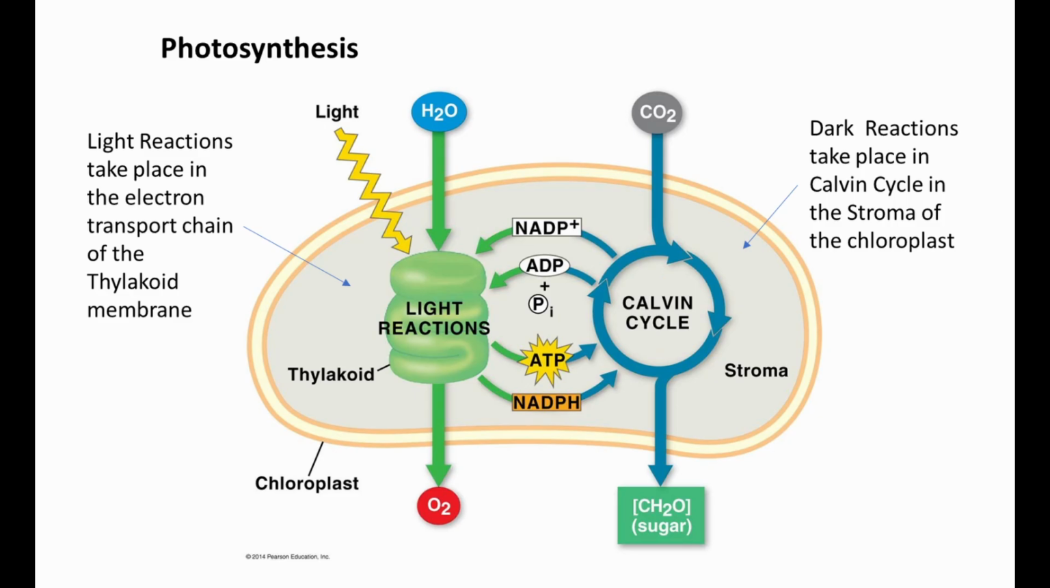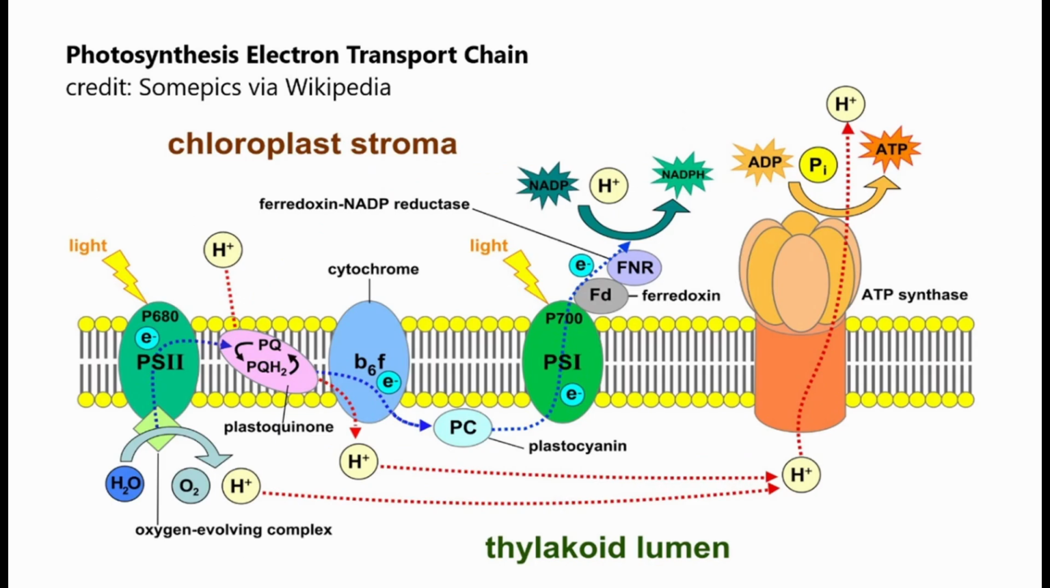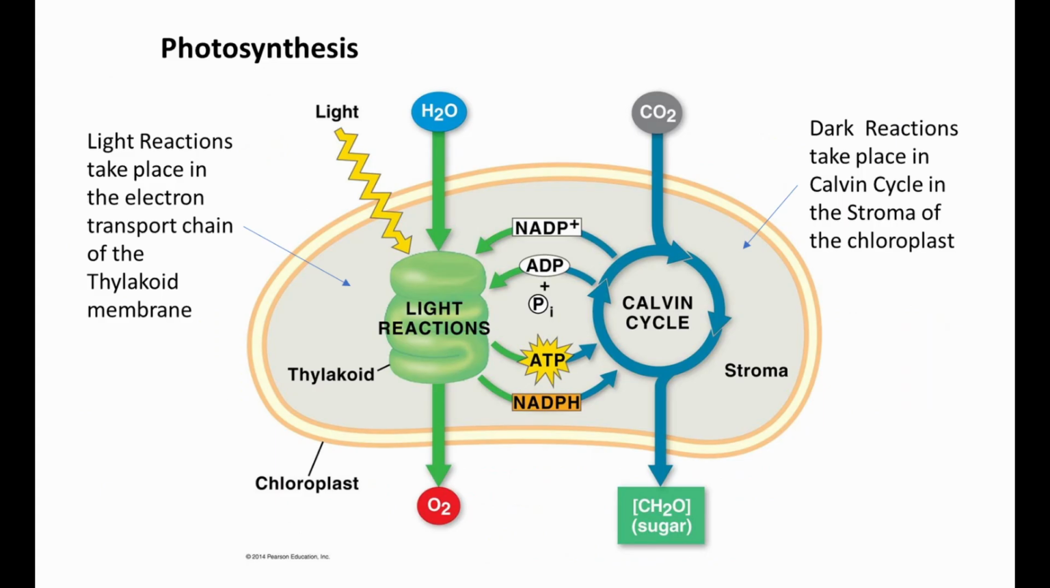The light-dependent reactions of photosynthesis take place in the photosynthesis electron transport chain of the thylakoid membrane. The light-independent reaction of photosynthesis is the Calvin cycle. The Calvin cycle takes place in the stroma of the chloroplast. The Calvin cycle is also called the dark reactions of photosynthesis because it requires no light photons.